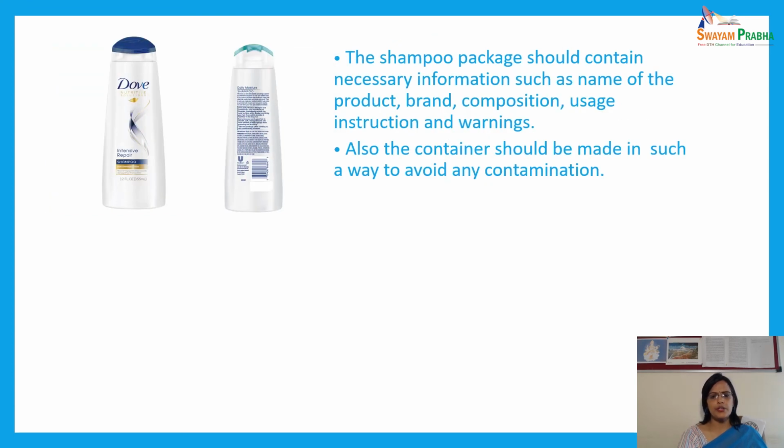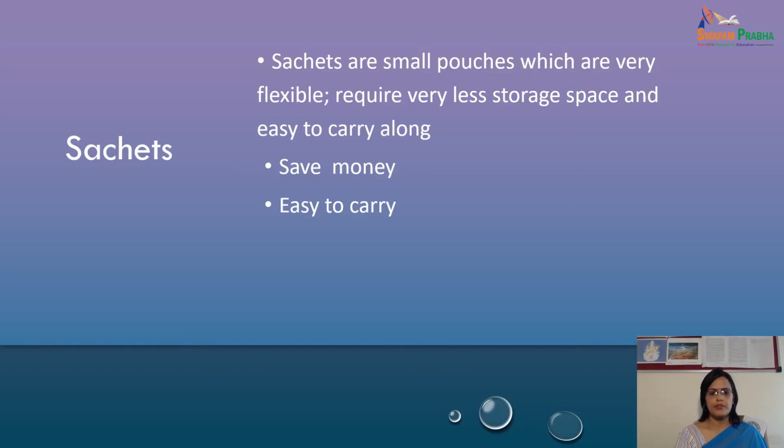So the shampoo package should contain necessary information such as the name of the product, brand, composition, uses, instructions, and warning, and it should also be made in such a way as to avoid any contamination. Sachet, I already discussed the sachet. They are small pouches which are very flexible, require less storage space, and are easy to carry along. They also save some money.